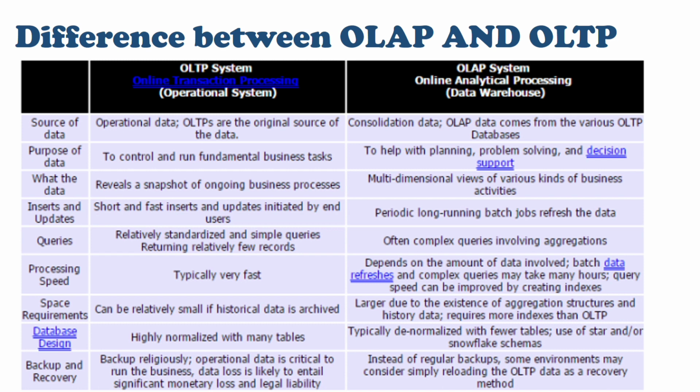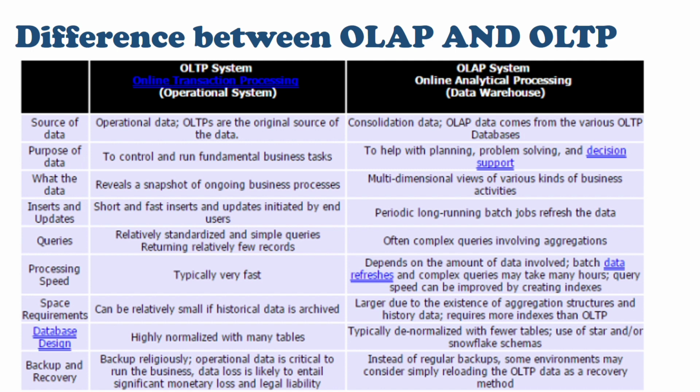Then we will be going on to the difference between OLAP and OLTP. As the names suggest, OLTP stands for Online Transaction Processing and OLAP stands for Online Analytical Processing. Now, the first difference, the source of data. OLTP is operational data, and OLTPs are the original source of data, whereas OLAP is consolidation data. OLAP data comes from various OLTP databases.